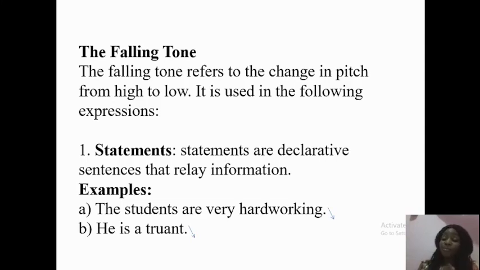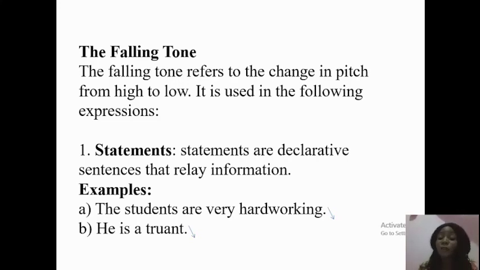Now, when you're making a speech and there is a drop in the pitch of your voice, it is said that that is a falling tone. When there is a change from high to low, it means that is a falling tone. Now, the falling tone is actually used in making so many expressions.